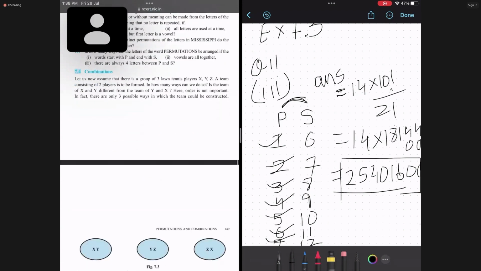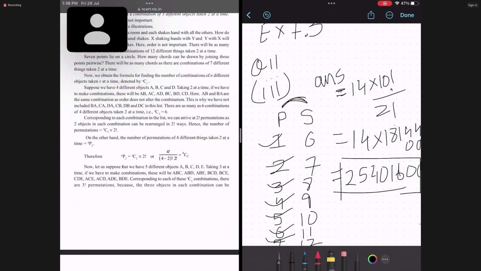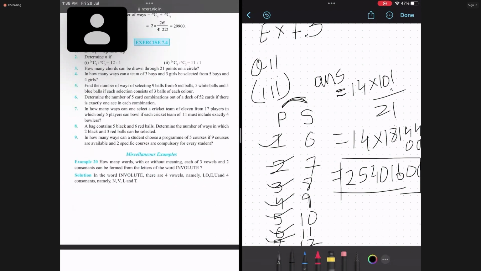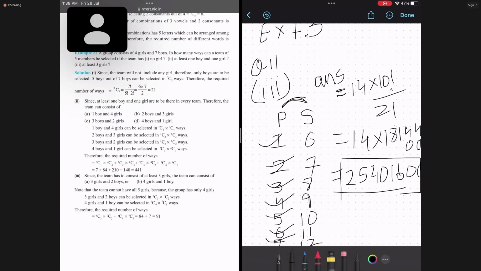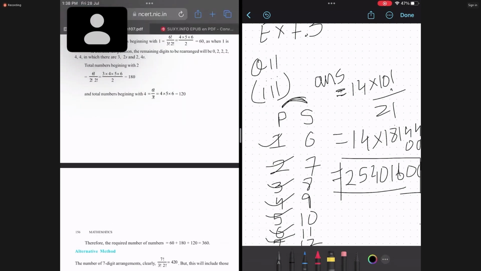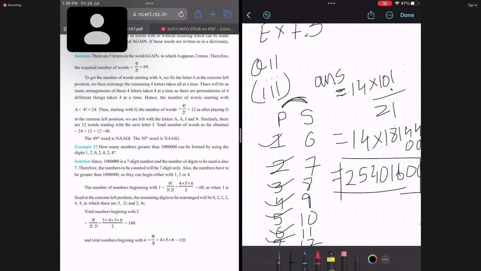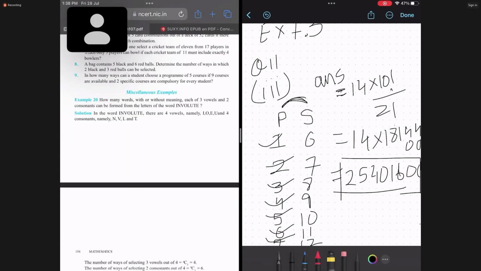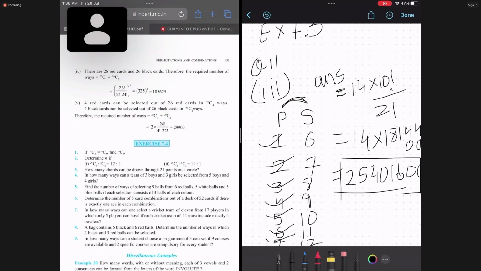What remains now is for us to do exercise 7.4 and the miscellaneous part of this exercise, right? That is something we are going to cover in the coming sessions. But until then, I would request you all to go through the solved examples of this chapter, as well as other practice questions that you might be practicing. That is how you're going to build up a grip on this chapter.